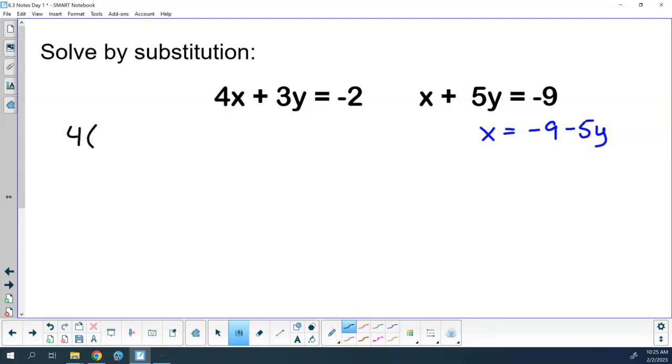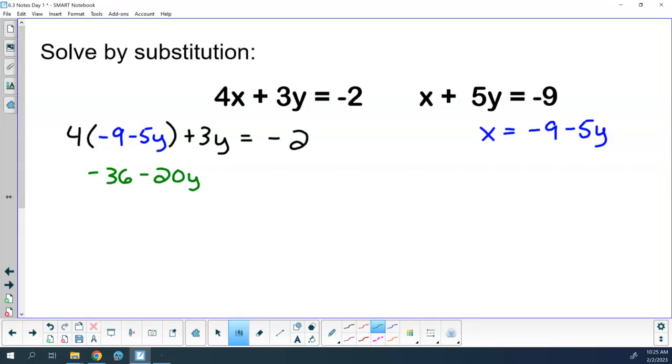So I'm going to have 4 times (-9 minus 5y) plus 3y equals -2. Distribute: 4 times -9 is -36 minus 20y plus 3y equals -2. So that's going to be -36 minus 17y equals -2.